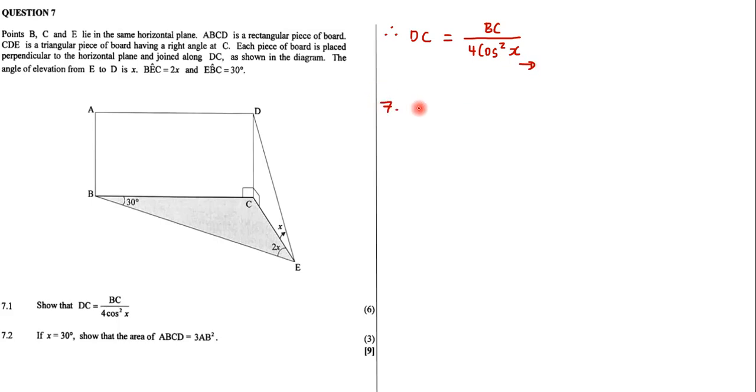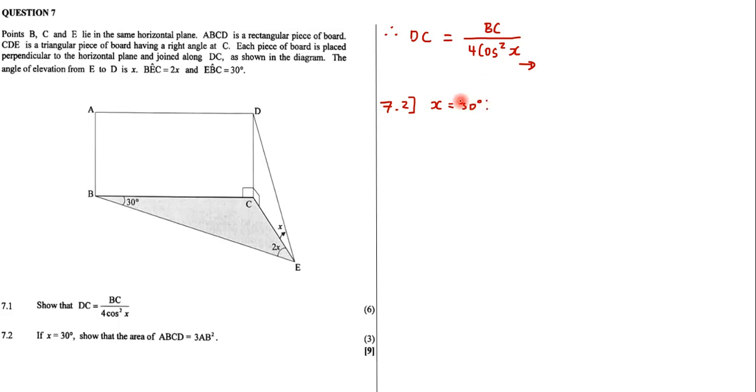Now let's go ahead and read the second one. The second one here says that if x is equal to 30 degrees, we must show that the area of ABCD is 3AB squared. Okay, now how do we do that? Now we know that x is equal to 30 degrees, all right? So if x is equal to 30 degrees, what does that mean?